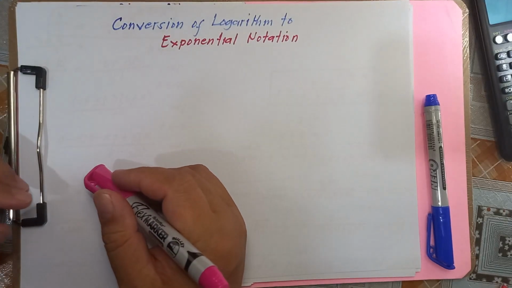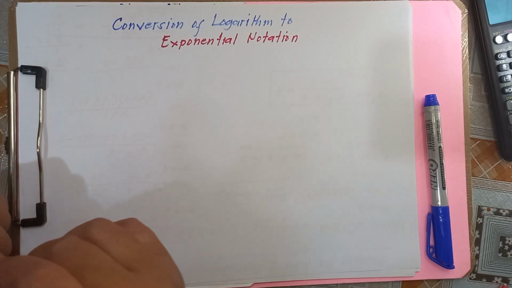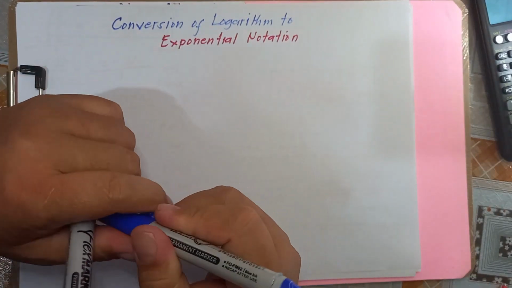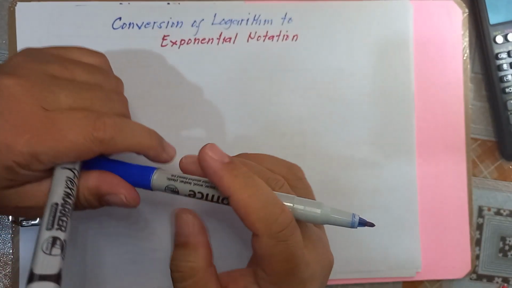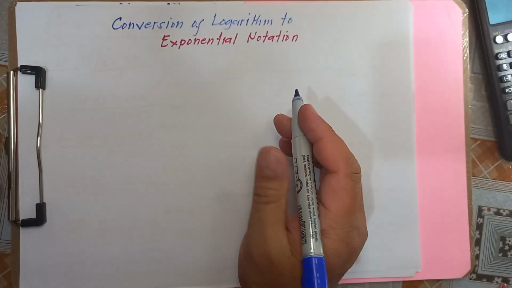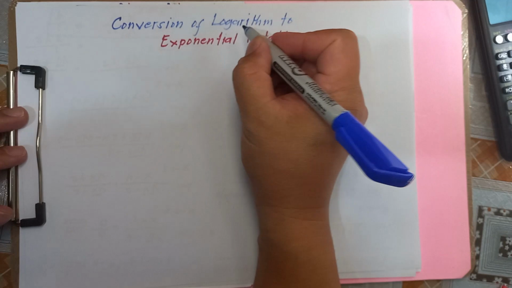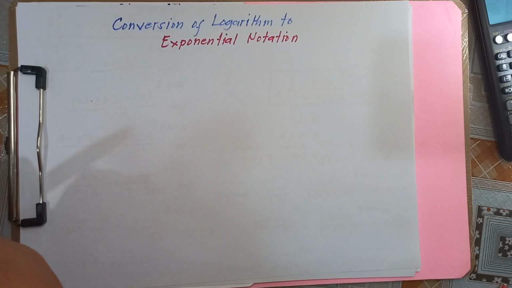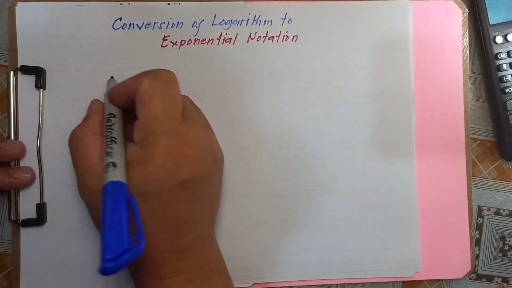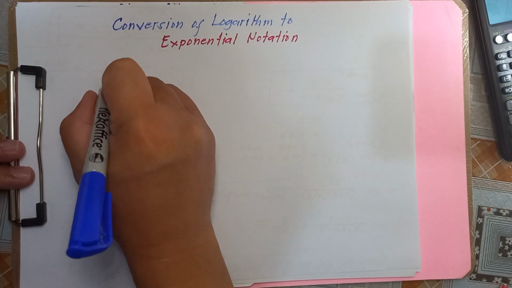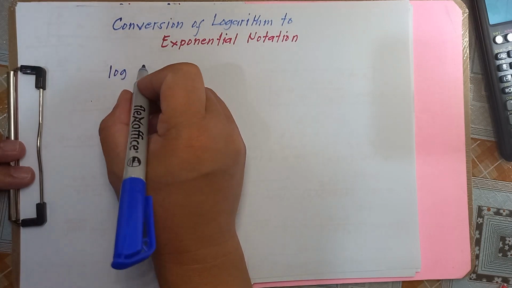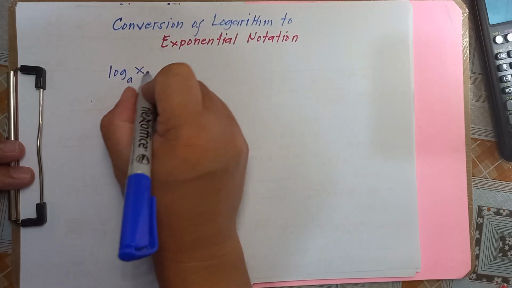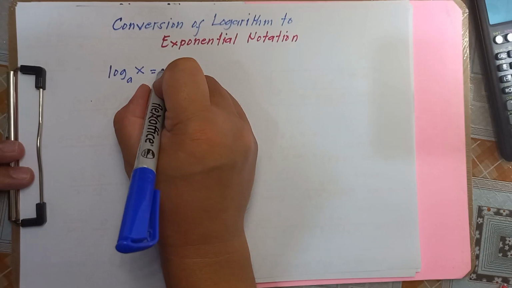Our focus today is the conversion of logarithm to exponential notation. So how do we understand this one? We always understand that one by making an elaboration. Notice that if we have this notation, log of x with a base of a, which is equal to y.